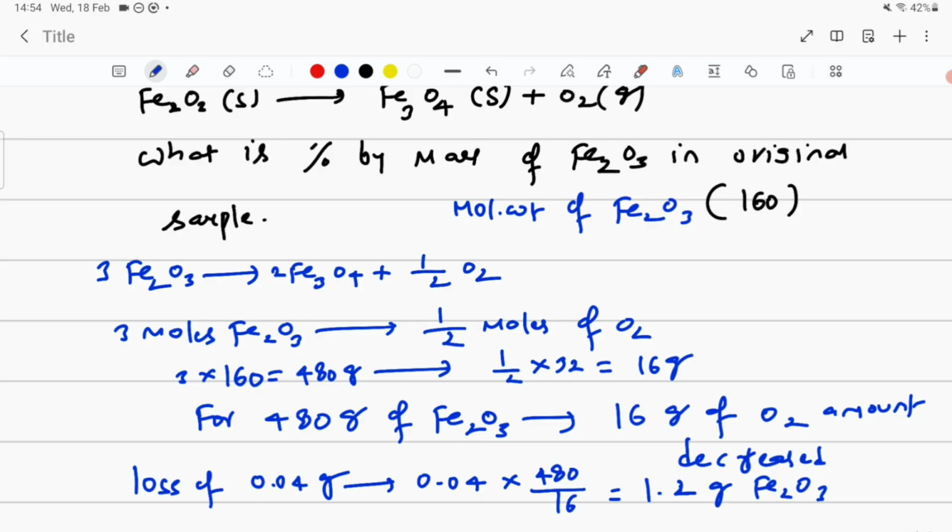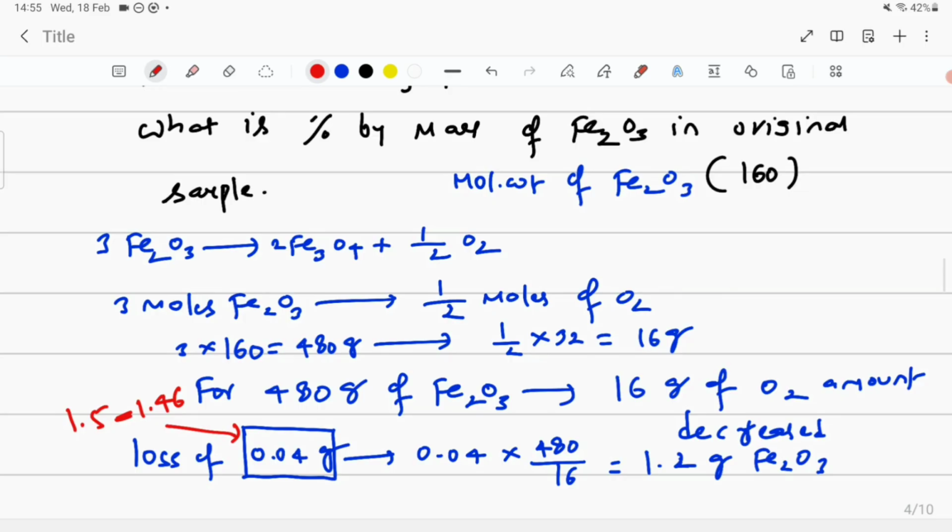See how the question mentions it. Observe it: leaving a residue weighing 1.46 grams. How did we get a loss of 0.04? Because they mention that after the reaction the residue is 1.46. So we get 1.5 minus 1.46, then the loss is 0.04 grams. By using this we get the information that 1.2 grams of Fe2O3 is present in the given mixture.